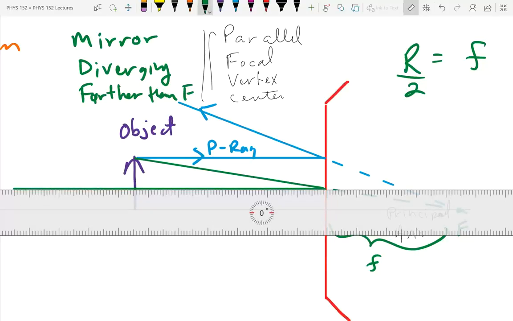Now, you can see immediately this green line is never going to cross the blue line. What does that mean? It's a virtual image. So what do I do to find where the virtual image is going to be? I have to extrapolate back.